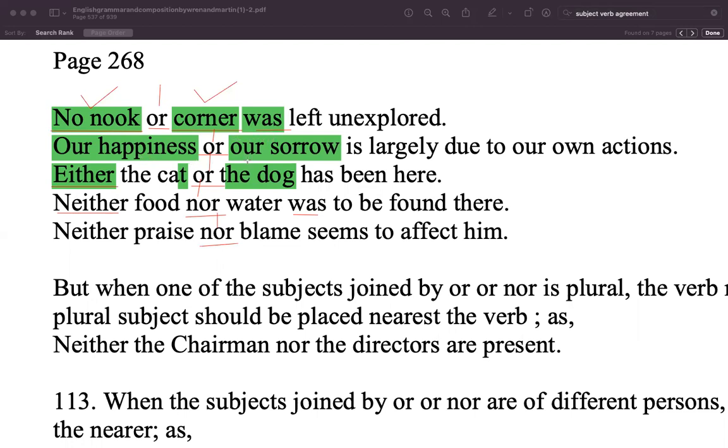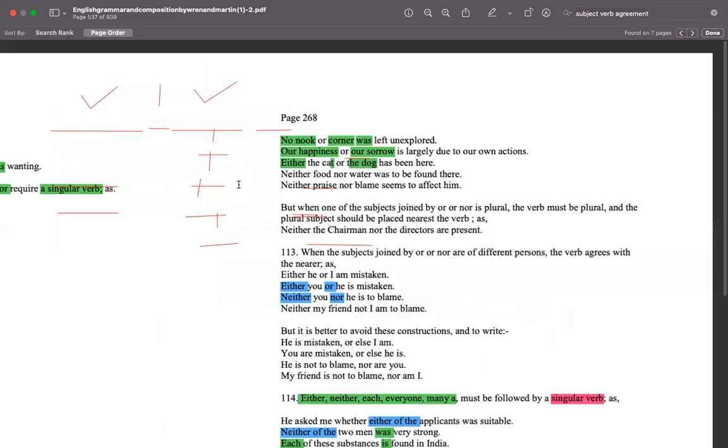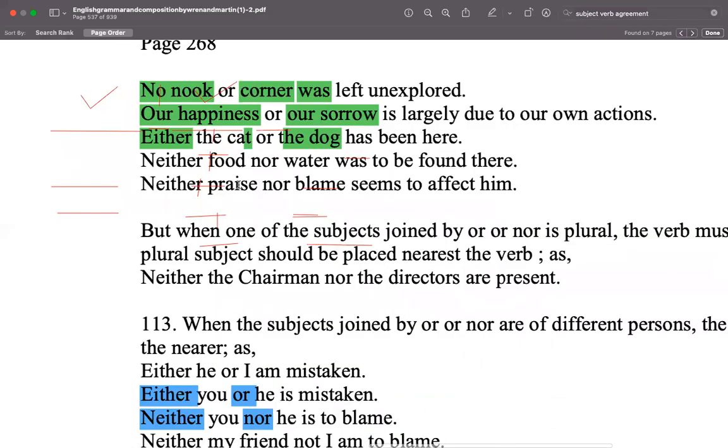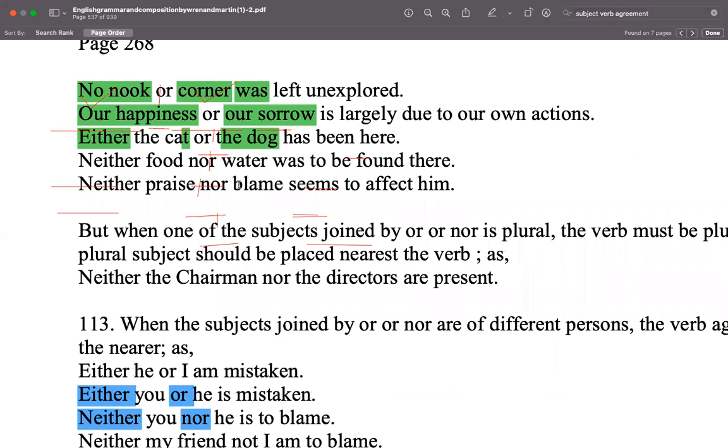Our happiness or our sorrow is largely. Either the cat or the dog has been here. Neither food nor water was to be found. Neither praise nor blame seems to affect him. So in that case, it is indicating that not only along with or as well as, but also the words or, either or, neither nor.